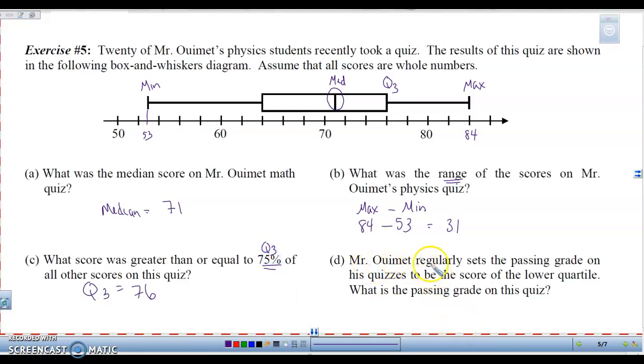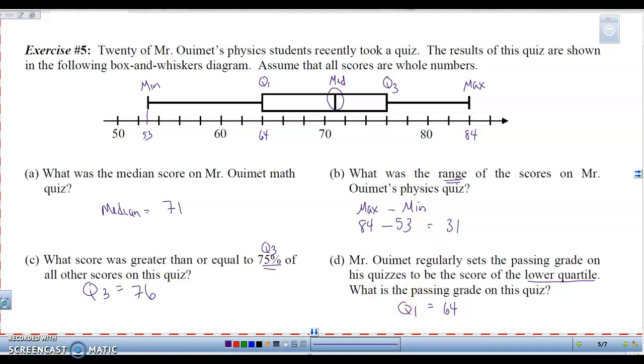All right, Mr. Ouimet regularly sets the passing grade on his quizzes to be the score of the lower quartile. What is the passing grade of the quiz? All right, remember the lower quartile is the 25%. That is Q1. So the lower quartile on this, Q1, would be right here. What would be passing on this quiz? It would be at 64. Okay, so very important to pay attention to your scales when you do this. And you should be able to identify each of these values.